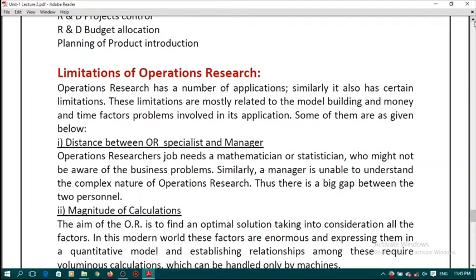Now, we have some limitations of operation research. So operation research has a number of applications. Similarly, it also has certain limitations. These limitations are mostly related to the model building and money and time factor problems involved in its application. Some of them are as given below. So first one is distance between OR specialist and manager.